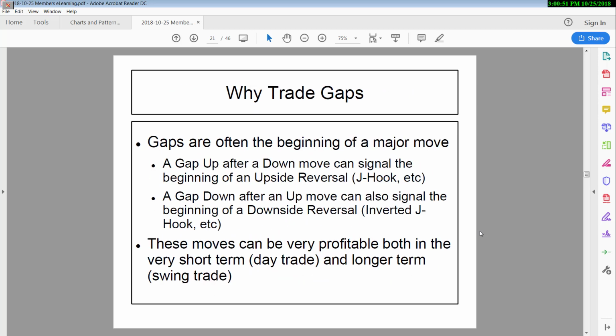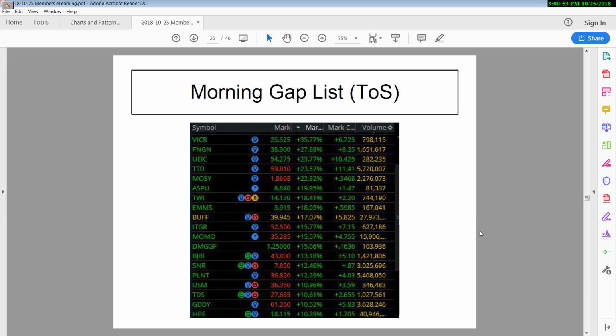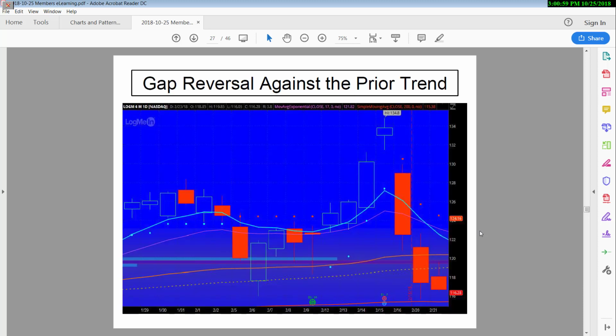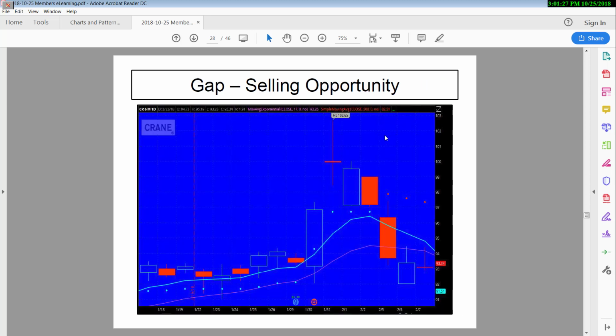Some considerations. Whoops, I'm going the wrong way. There's the gap list I talked about. Types of gaps: reversal against the trend. This one was telling me the day before earnings, they had a big run up. The odds are if you have big run ups the day before, even if they come up with good earnings, it's going to gap the other way. This is usually chumming the waters. If anybody's a fisherman, you're going to get the people to bite, and then you're going to slice their head off. Selling opportunity.